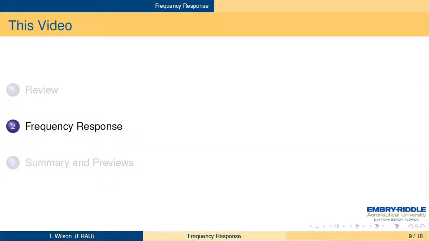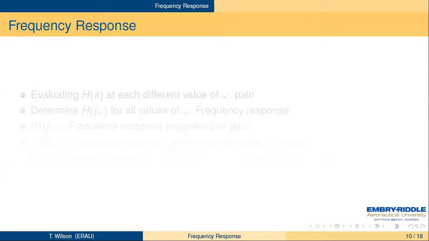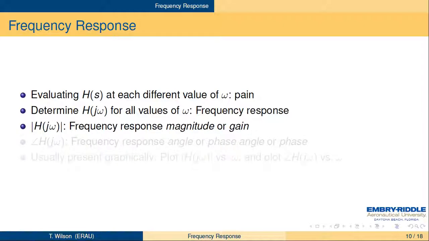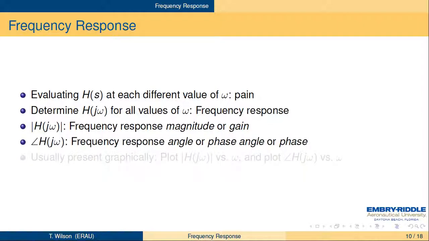Well, rather than calculating this for every possible value, which would be a real pain, why don't we determine this for all values? We've got a formula for H of s. We can put in j omega and then figure out the magnitude. We're going to call this function H of j omega the frequency response. So we'll call the magnitude of H of j omega the frequency response magnitude, or the gain. And we'll call the angle of H of j omega either the frequency response angle, or the phase angle, or the phase. They all get used, so you have to deal with that.